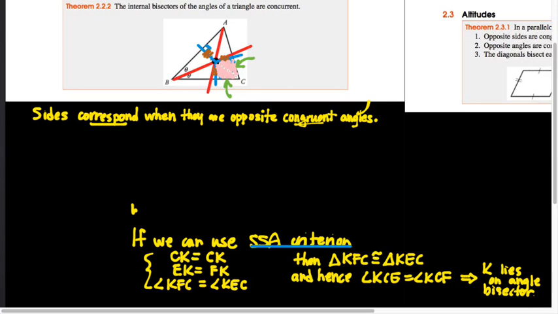And it's worth thinking about whether SSA is actually a congruence criterion, or whether it's possible to have a pair of triangles in which they have two congruent sides and an angle adjacent to only one of those sides which are congruent, but have those triangles be not congruent to one another. So the cliffhanger I'm going to leave is that we can use an SSA criterion, but we need to know something else. We need to know one more thing.